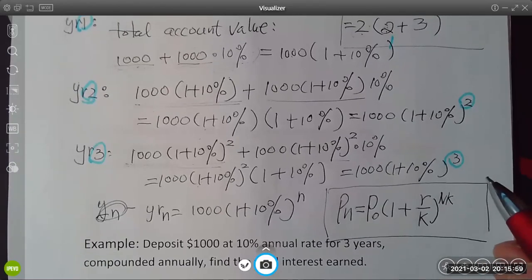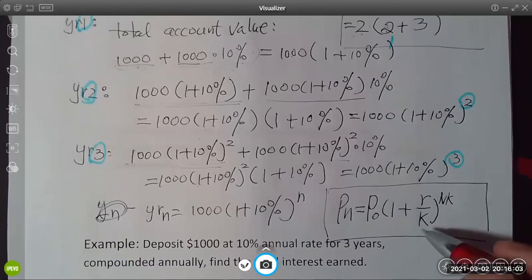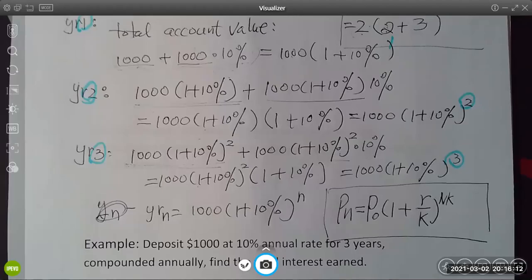And the area where people make mistakes all the time is how to determine the K. K is how many times the account is compounded per year. So if you do it annually, you only do it once a year. If you do it monthly, you do it 12 times a year. If you do it quarterly, you do it 4 times a year because there are 4 quarters a year. You do it every quarter.